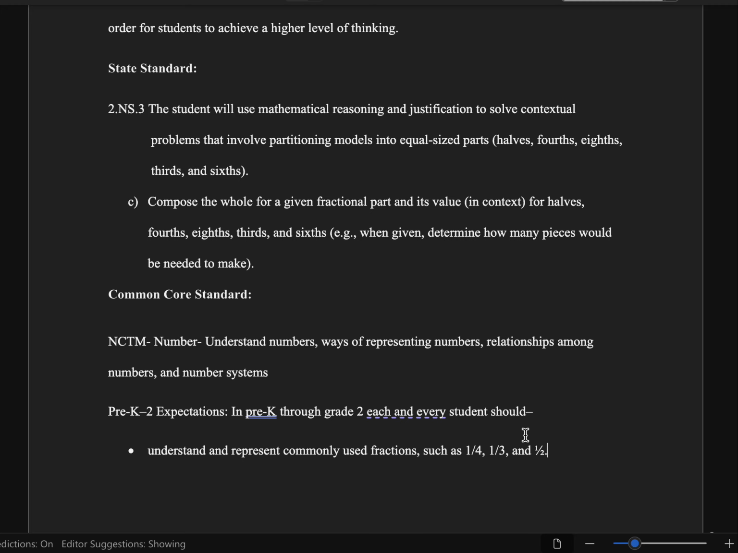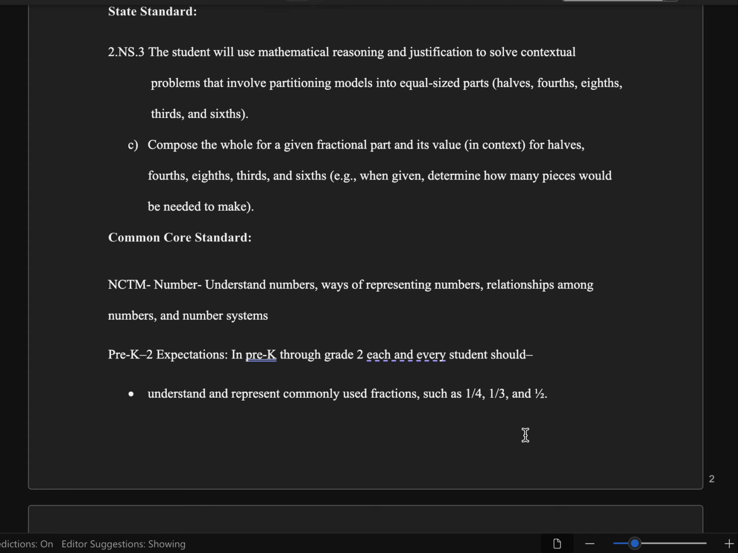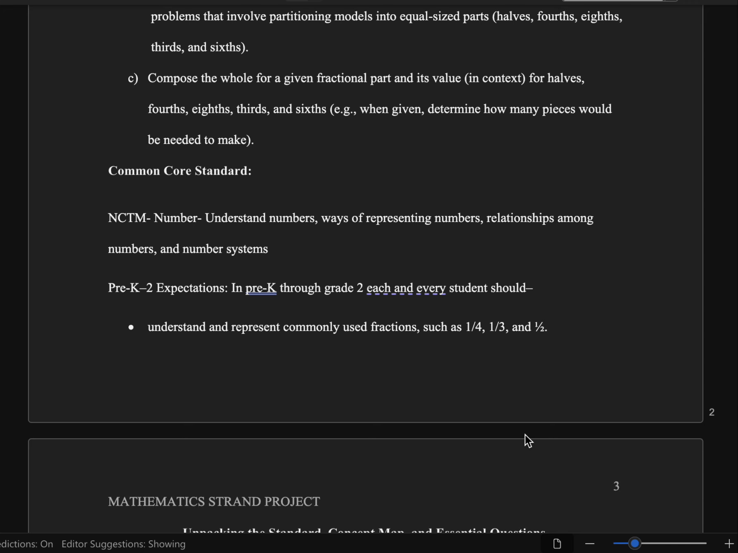Number sentences, I think. The student will use mathematical reasoning and justification to solve contextual problems that involve partitioning models into equal-sized parts with halves, fourths, eighths, thirds, and sixths, and they will compose the whole for a given fractional part and its given value in context for the same fractions.